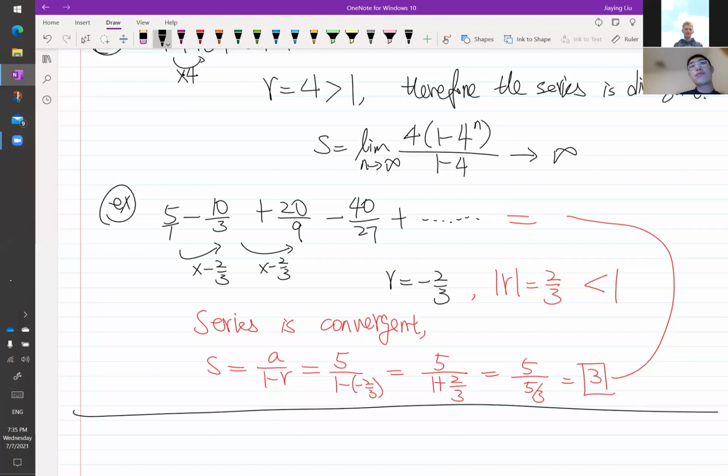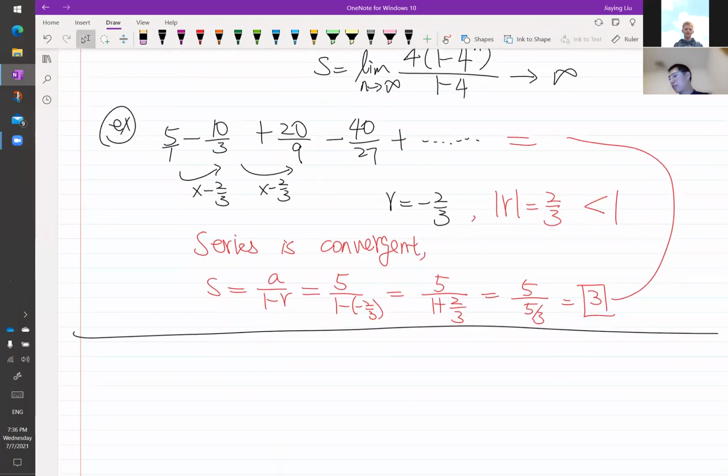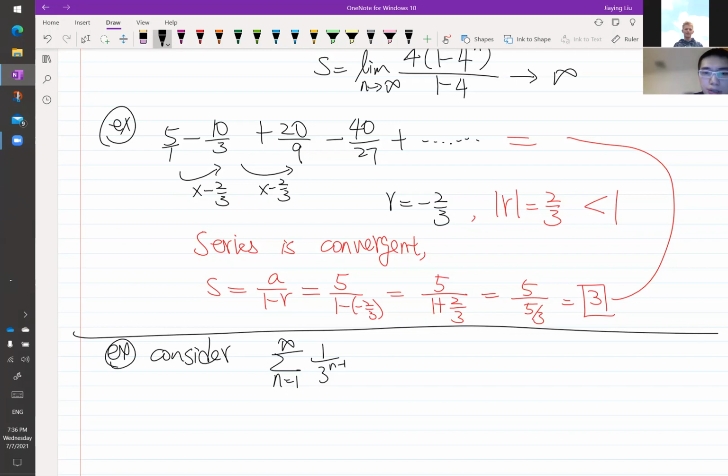I know this could be confusing if you haven't seen it before, but hopefully you saw some parts in the past. So the next example, consider the series sigma, n going from 1 to infinity, of (1/3) to the n minus 1. Is this series convergent or divergent? If it's convergent, can you find the sum?